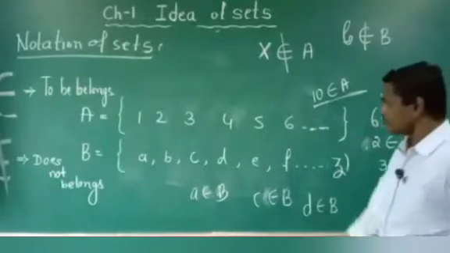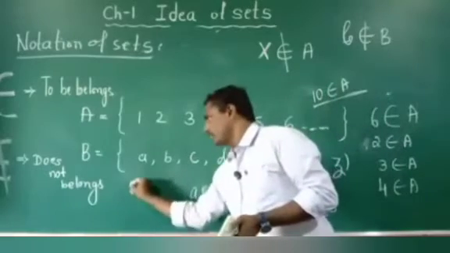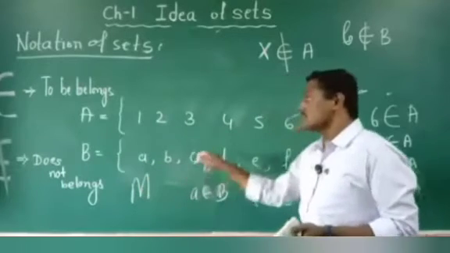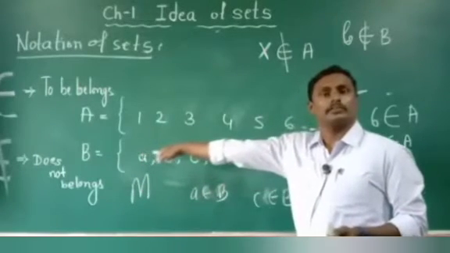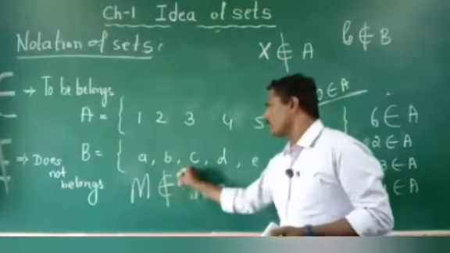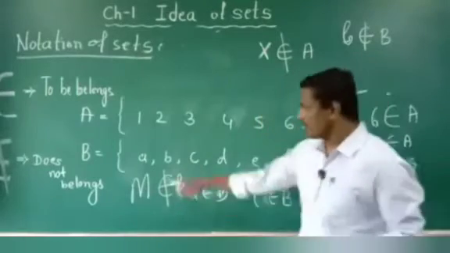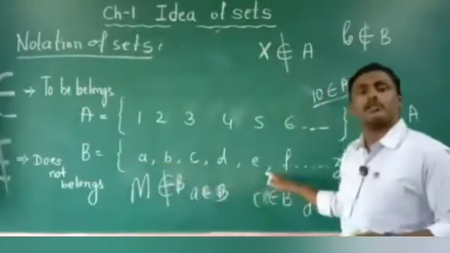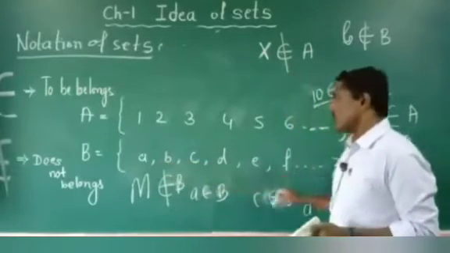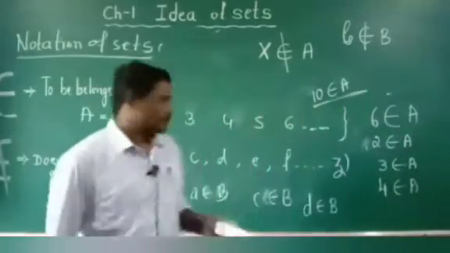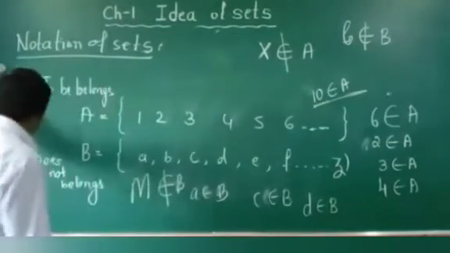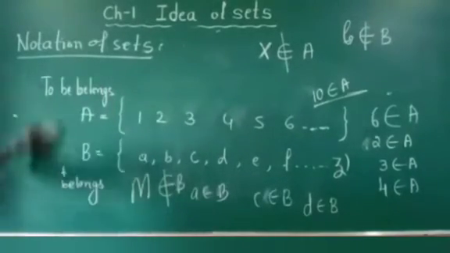to A. Here, if you take M, capital M, just observe the letter capital M. Does it belong to set B or not? No, it does not belong to set B, because in set B we are taking small alphabetical letters only. That's why the capital M does not belong to set B. Right? Next, one more concept.